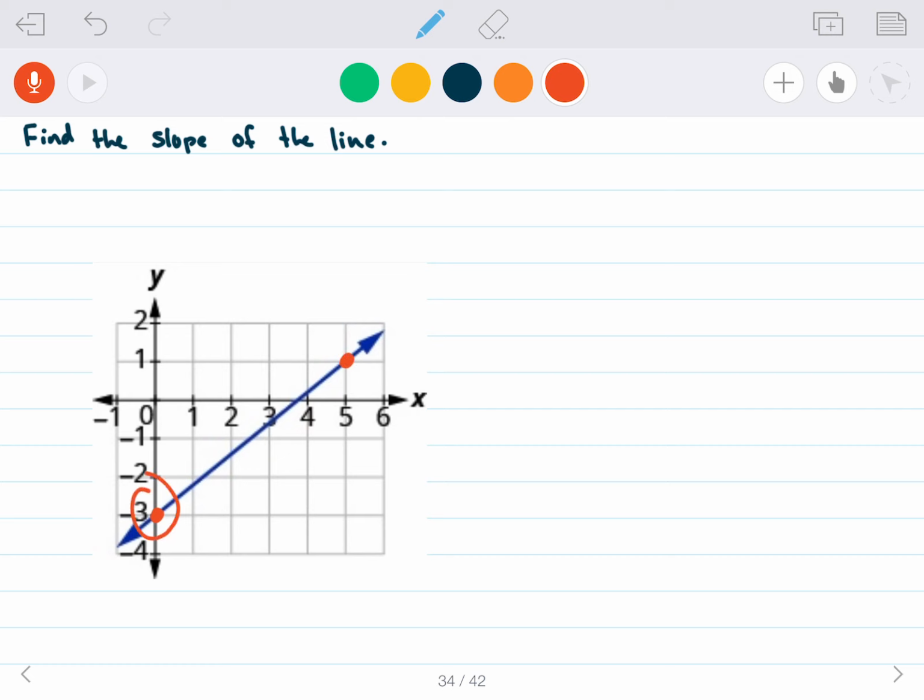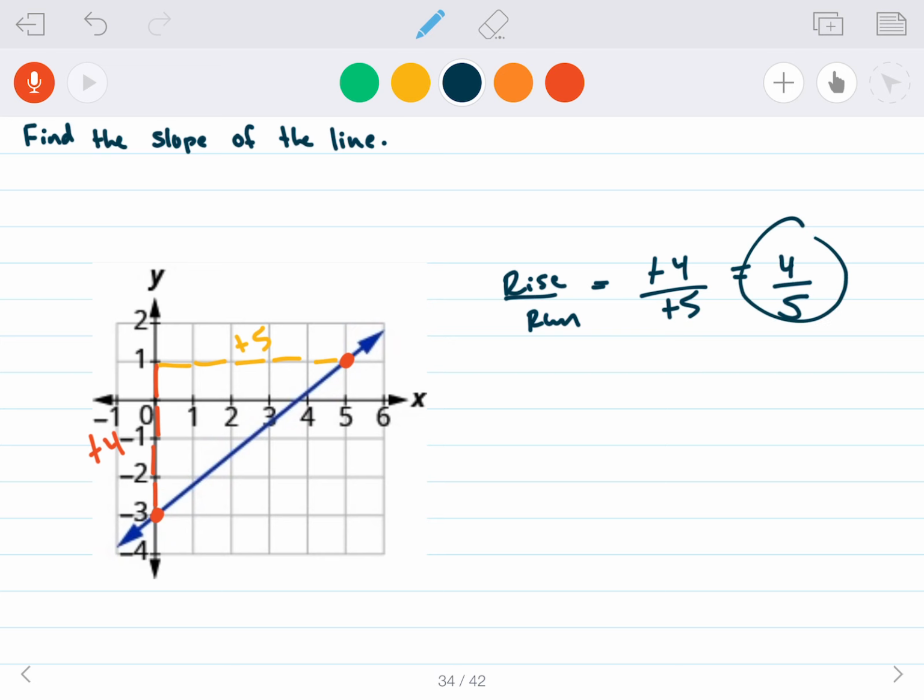So I'm going to start here, and I'm going to go up 1, 2, 3, 4. Okay, I went up +4. And then I'm going to run 1, 2, 3, 4, 5. So I went to the right +5. So my slope, rise over run, is going to be +4 over +5, which is just 4 over 5. That is my slope.